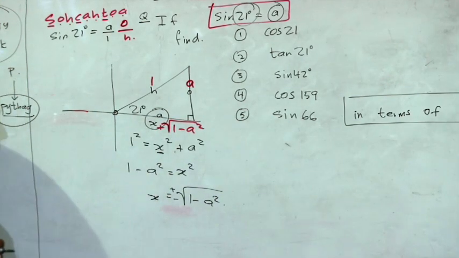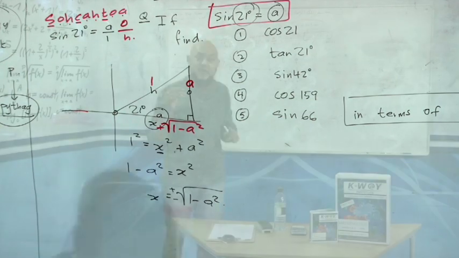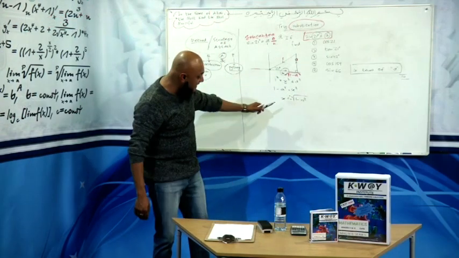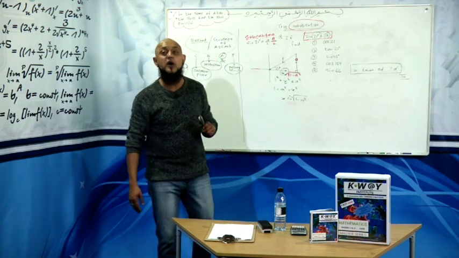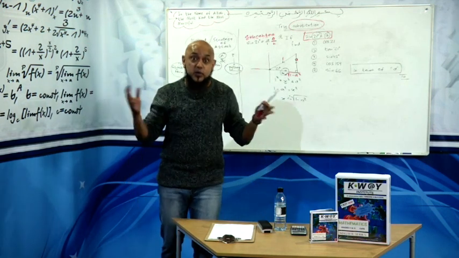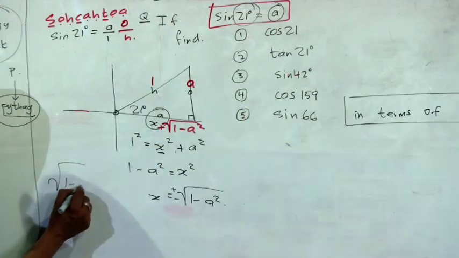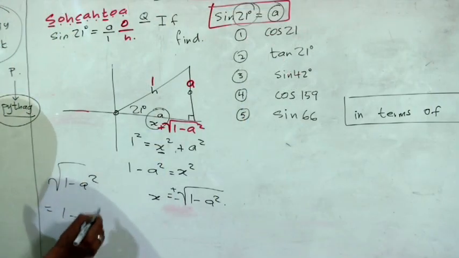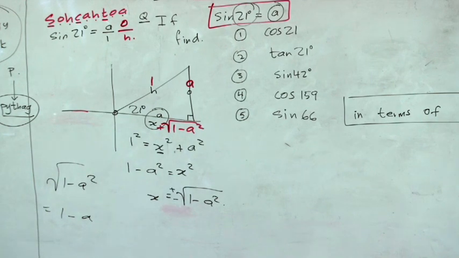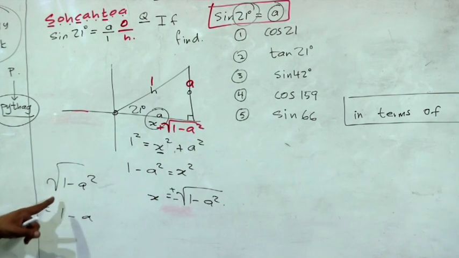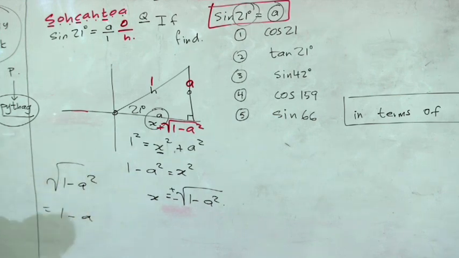Please note another mistake that many of you make. You say that the square root of 1 minus A squared is 1 minus A. In which world is the square root of 1 minus A squared equal to 1 minus A? Never in your life. So it's one of the biggest mistakes. You leave it as the square root of 1 minus A squared.